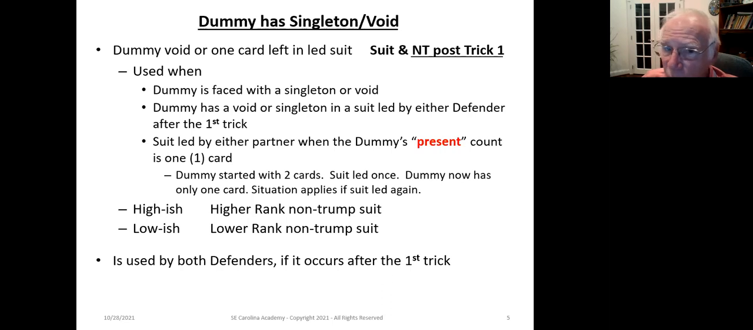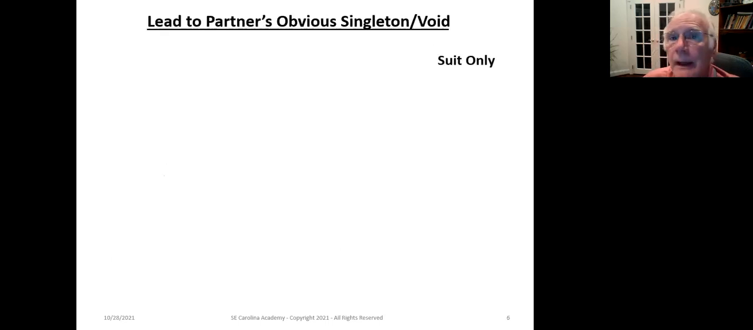And it's used by both defenders, not just one. Let's say that your partner makes a development lead and you take the lead. Then you lead the suit back when there's only one card left in the suit, and your partner is not going to win the trick. Let's say the declarer is going to win the trick and the dummy only has a singleton left. Your partner is going to be able to give you a suit preference signal in that situation.